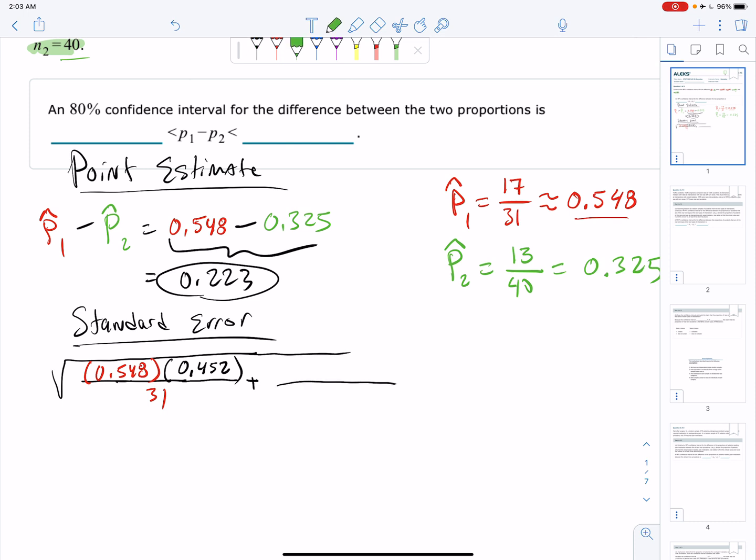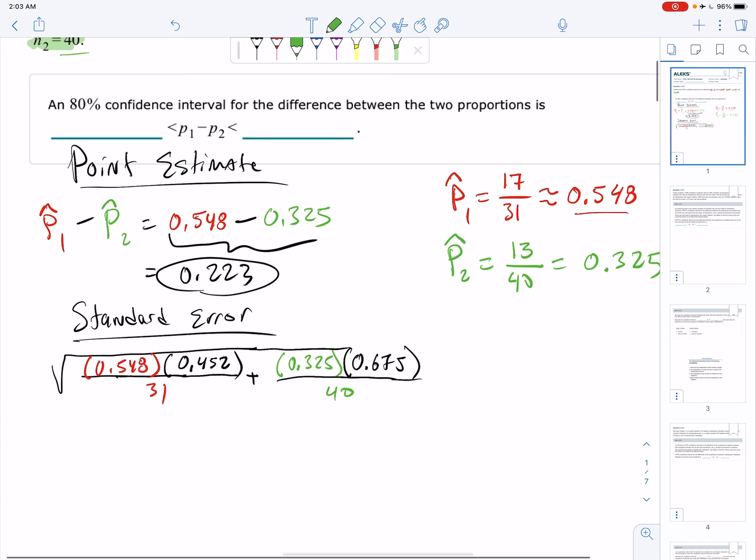I do the same thing with my second sample. That second sample proportion happened to be 0.325. Now we need to multiply that by its complement, which is 1 minus 0.325, which gives us 0.675. This needs to be divided by the sample size of sample number 2, 40.